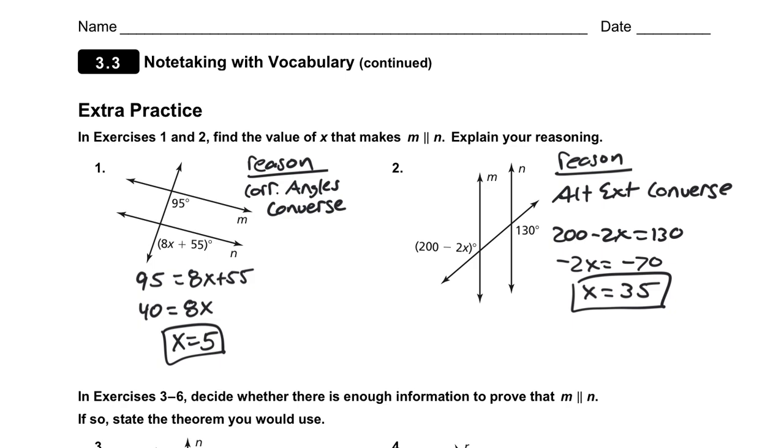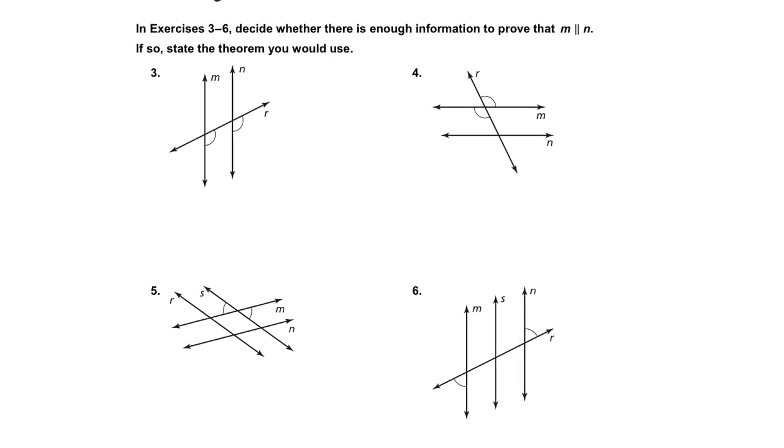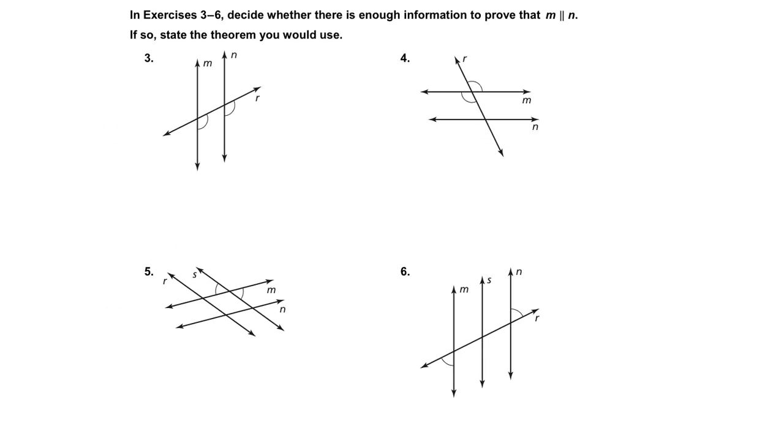Let's look at this next one. This next section here, I'll zoom out a little bit, says to decide whether or not there's enough information to prove that the two lines are parallel. If so, what theorem would we use? So I see an angle relationship. I see corresponding angles with number 3. They are congruent. So I would say yes. And the reason why is I have my corresponding angles converse. I could use that theorem to prove that M and N are parallel.